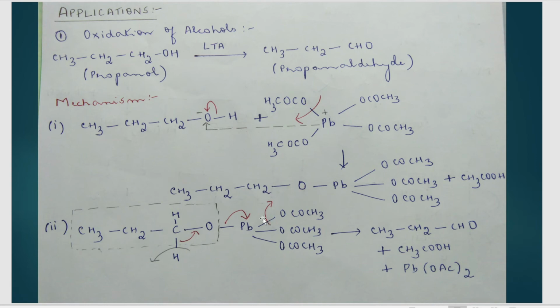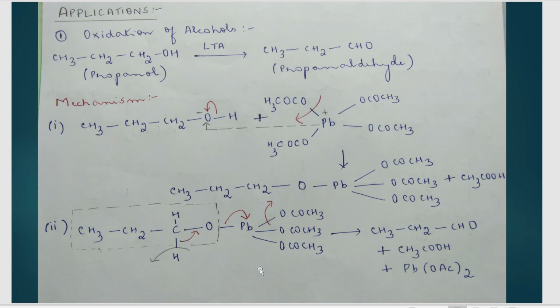When this bond is breaking here, Pb will get a positive charge. To neutralize that positive charge, what will Pb do? It will take up electrons from this bond, so that the positive charge on Pb is neutralized. Since it took up electrons, this bond will break here, and oxygen will not get a positive charge because there is one more bond formation from this side.